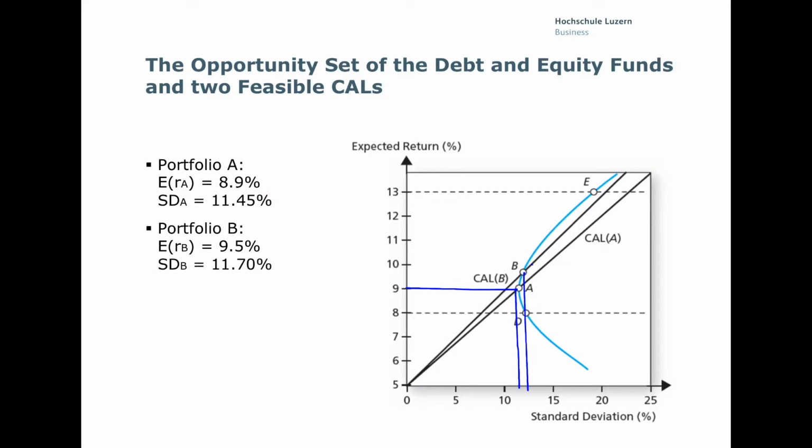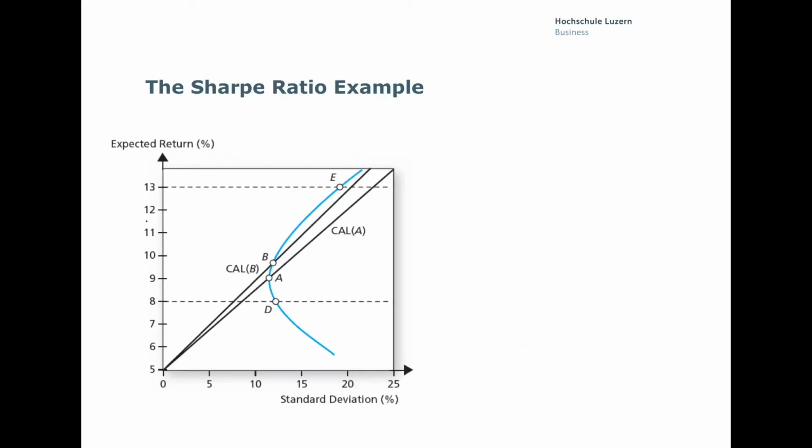Portfolio B invests 70% in bonds and 30% in stocks. Its expected return is 9.5% and its standard deviation is 11.7%. The Sharpe ratio example. With the information from the previous slide, we can calculate the Sharpe ratio SA, which is equal to the slope of the capital allocation line A, and the Sharpe ratio SB, which is equal to the slope of the capital allocation line B.